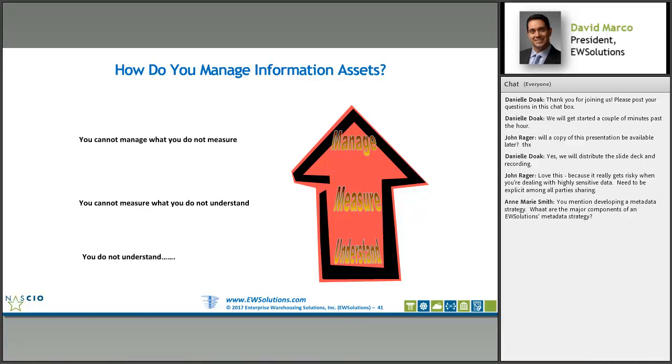So I share this not to have a trite, cliche saying, but to communicate a couple key points. If we want to manage our information assets, number one, we need to understand what assets we have, the basics, the who, what, when, where, how, and why. The second thing, we need to measure. I wish I could draw on this slide. I would circle measure. We need to take a baseline.